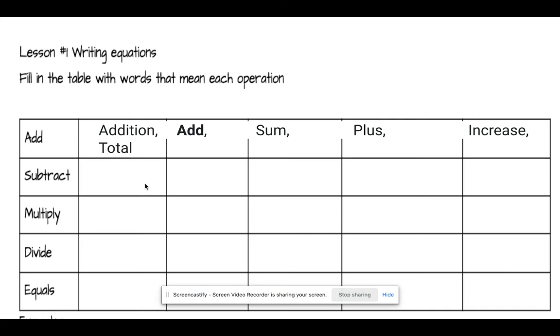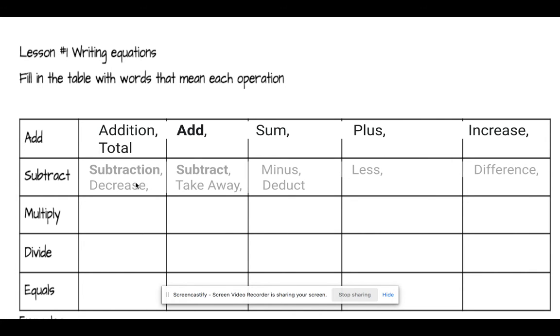If you do not get the notes for some reason, if they didn't get mailed to your house, I mean, they did get mailed. If they didn't get to your house for some reason, maybe I had the wrong address or something happened, you can either print this out and keep it, or you can write this on a piece of paper. So you can make these notes yourself on a piece of paper. So title your notes, lesson number 1, writing equations.